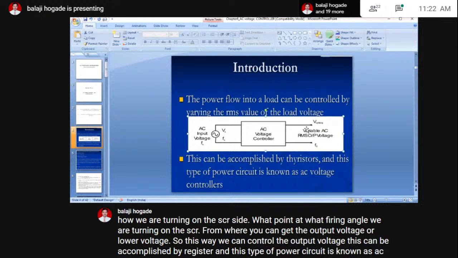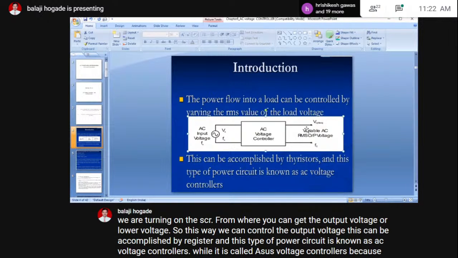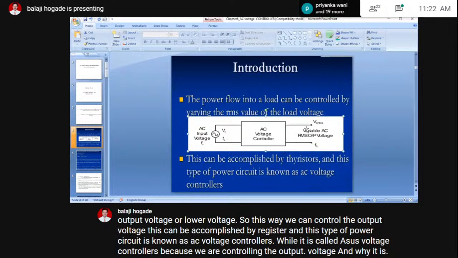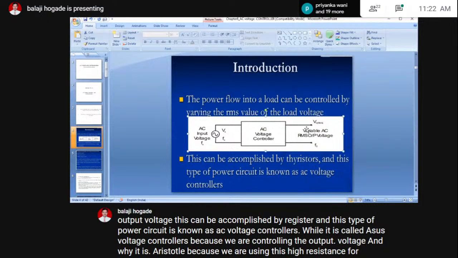Why is it called AC voltage controllers? Because we are controlling the output voltage. And why is it thyristorized? Because we are using the thyristors for connecting the source to the load.